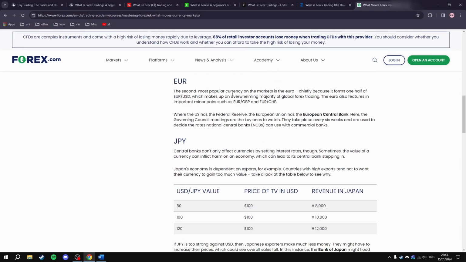EUR. The second most popular currency in the market is the euro, chiefly because it forms one half of EUR/USD, which makes up an overwhelming majority of global forex trading. The euro also features in important minor pairs such as EUR/GBP and EUR/CHF. Where the US has a Federal Reserve, the European Union has a European Central Bank.